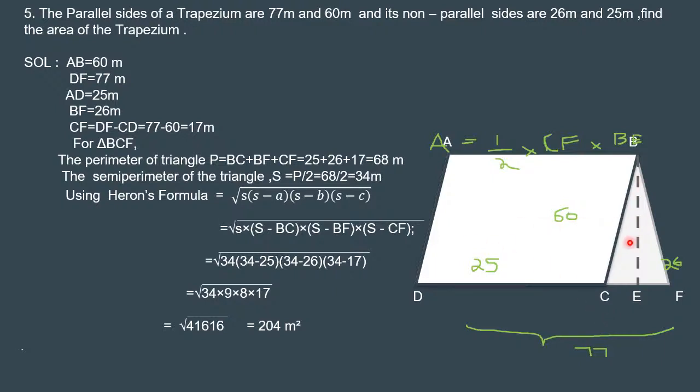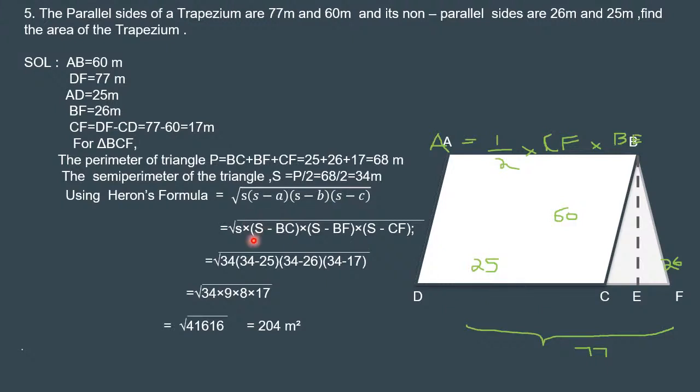Now we need to find the area of triangle BCF. How will you find the area of the triangle? By using Heron's formula: under root S into (S minus A) into (S minus B) into (S minus C). S is the semi-perimeter. First, what is the perimeter? Sum of all sides, which is BC plus CF plus BF. Now BC is 25, CF is 17 and BF is 26. So 25 plus 26 plus 17 will get 68 meters. Now the semi-perimeter will be perimeter by 2, which is S. 68 by 2 is 34 meters.